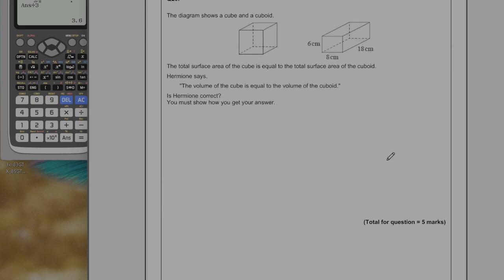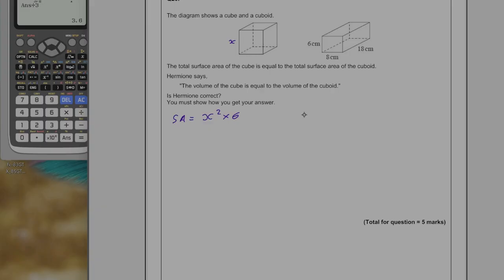Okay, question 20. The diagram shows a cube and a cuboid. The total surface area of the cube is equal to the total surface area of the cuboid. Hermione says the volume of the cube is equal to the volume of the cuboid. Is Hermione correct? You must show how you got your answer. Right, so I'm actually going to have to work out, I'll call this length x for now. Right, so let's start with the surface area of the cube is going to be equal to x squared times by 6, because we've got 6 faces.